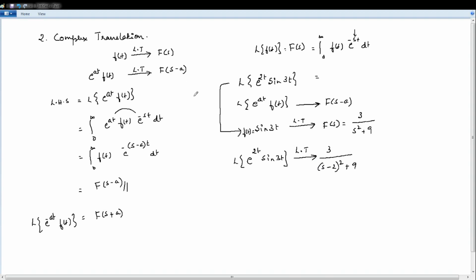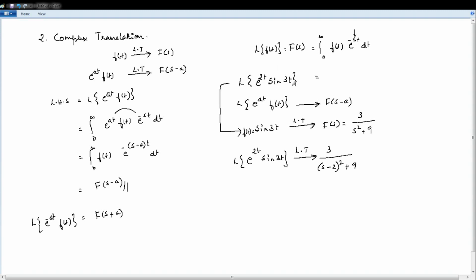So this property comes in handy when you have multiplication by an exponential to a time domain function. Okay, the thing to be noted here is that F(s) is the Laplace transform of f(t), not the entire term. So the Laplace transform of f(t) is F(s).